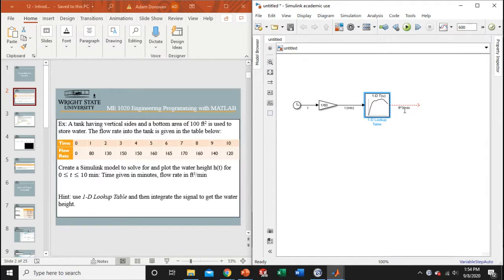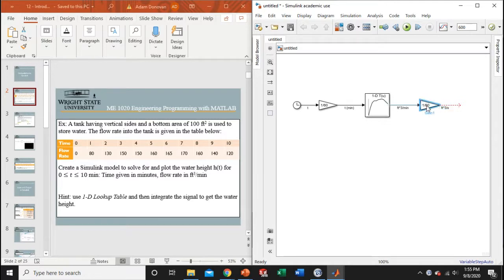So now what I want to do is change it to feet cubed per second, because when I integrate it, I'm going to need to convert that. So in order to convert from feet cubed per minute, I'm going to need to multiply by 1 over 60. I'm pretty sure. Let me do that in my head. So yeah, 1 minute over 60, so I need to multiply by 1 over 60, and this is going to be feet cubed per second.